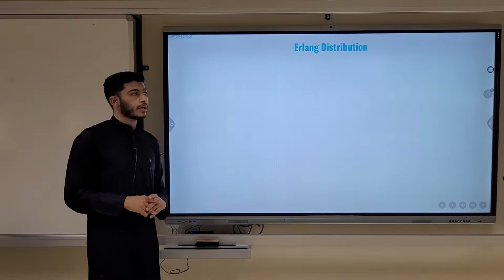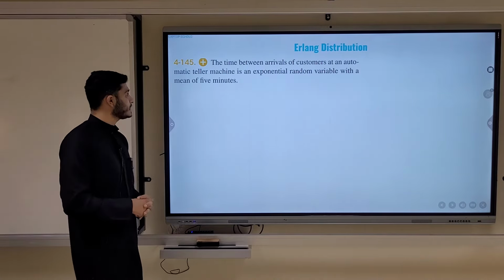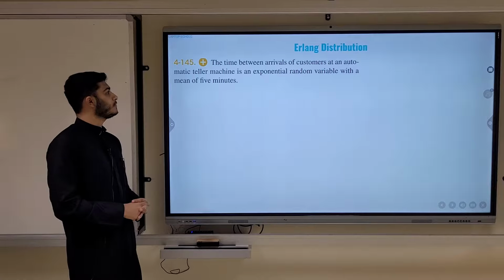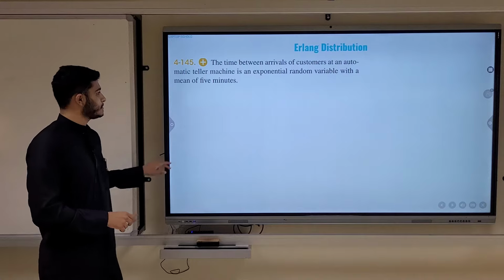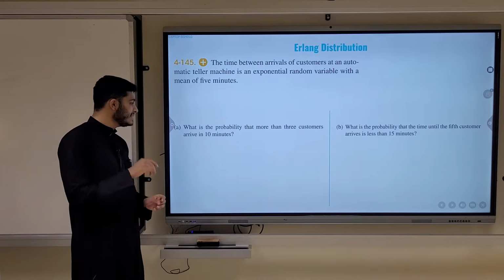So the next question for the Erlang distribution is, the time between arrivals of customers at an automatic teller machine is an exponential random variable with a mean of 5 minutes. Okay. What is the probability that more than 3 customers arrive in 10 minutes?